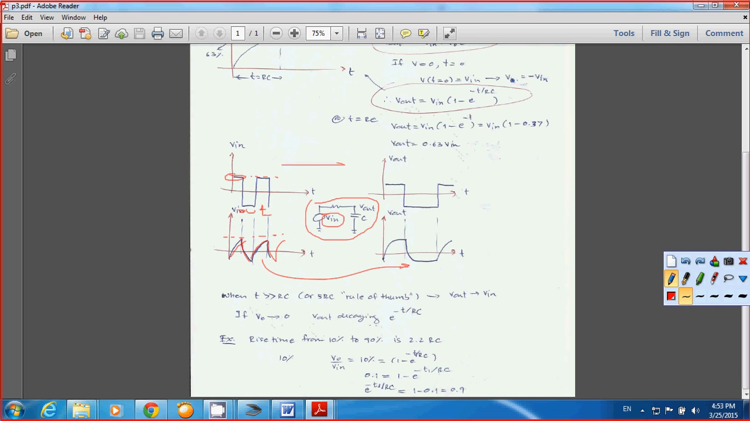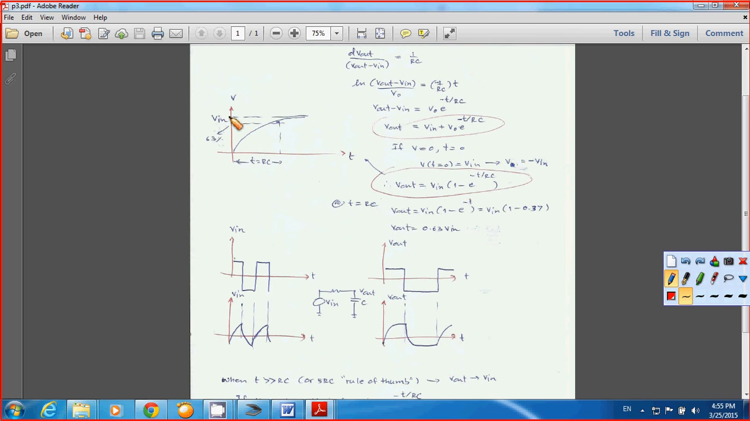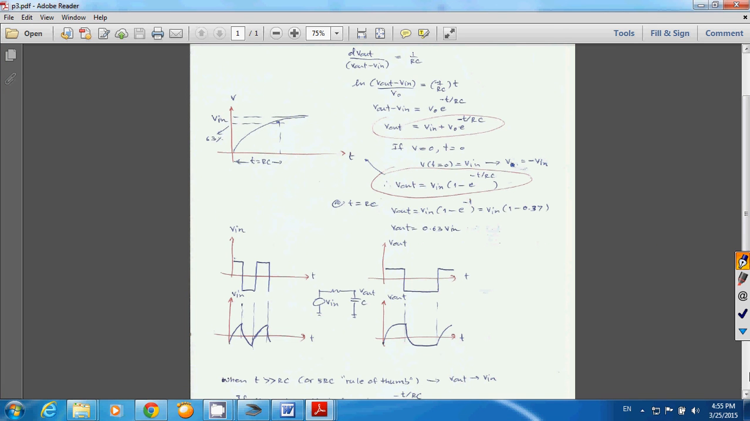As I mentioned before, from this equation, when your t is big enough, or in this case you can put t much greater than RC, about 5 times RC as a rule of thumb, your V out finally is going to be equal to V in, as I mentioned above here. The voltage across C starts from 0, and then as the time passes by, finally you're going to have the voltage across C equal to V in, the supply input voltage.